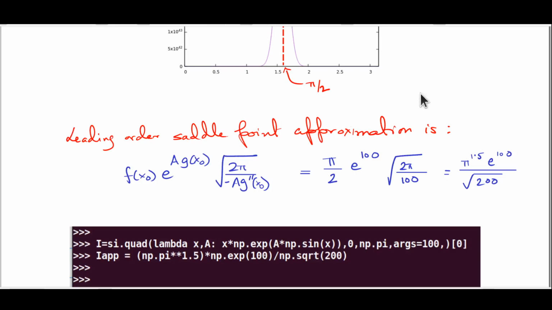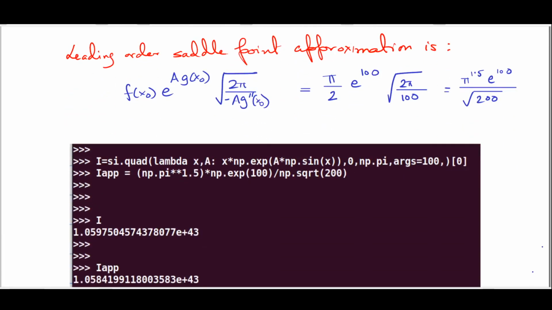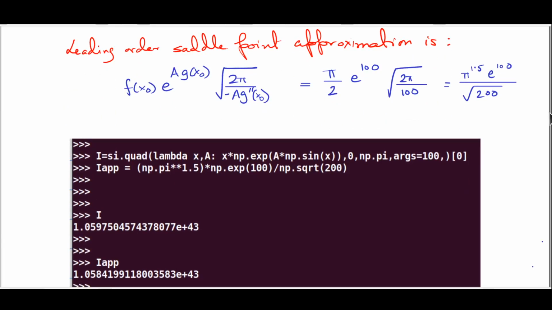So the value of I, the integral evaluated using the quad function, turns out to be 1.05975 into 10 to the power 43, a huge value of course. Our approximation from the saddle point approximation is 1.0584 into 10 to the 43. So you can notice that it is actually correct to 1 part in 1000.